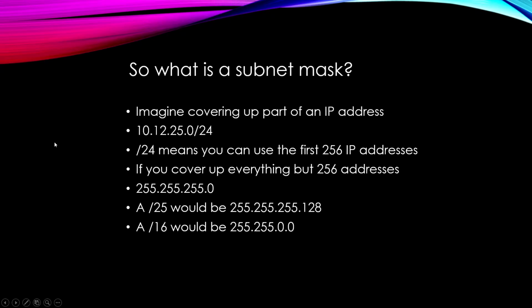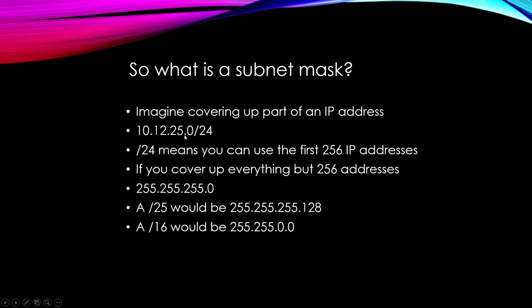And all of this also relates to subnet masking. So imagine taking this IP address, 10.12.25.0/24. In this case, /24, I told you, is 256 addresses, right? So this would cover 10.12.25.0, 10.12.25.1, all the way up to 10.12.25.255. So it basically used all 256 options in the fourth octet.